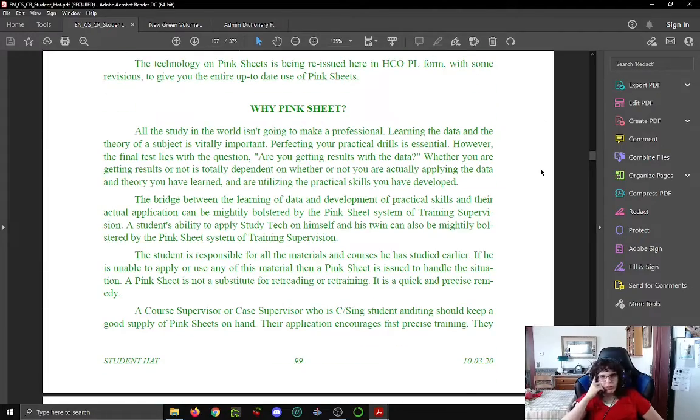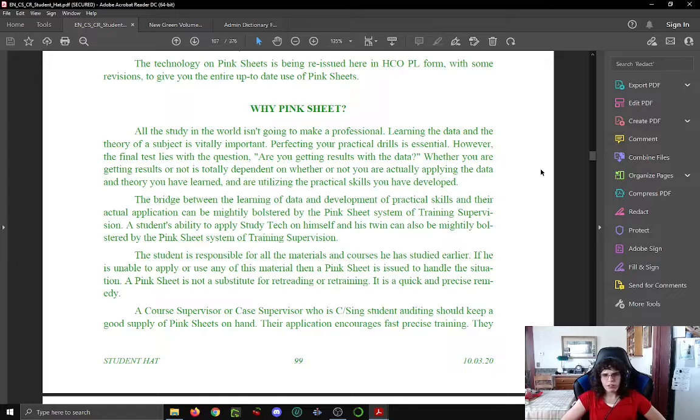Why pink sheet? All the study in the world isn't going to make a professional. Learning the data and the theory of a subject is vitally important. Perfecting your practical drills is essential. However, the final test lies with the question, are you getting results with the data? Whether you're getting results or not is totally dependent on whether or not you are actually applying the data and theory you've learned and are utilizing the practical skills you've developed. The bridge between the learning of data and development of practical skills and their actual application can be mightily bolstered by the pink sheet system of training supervision.